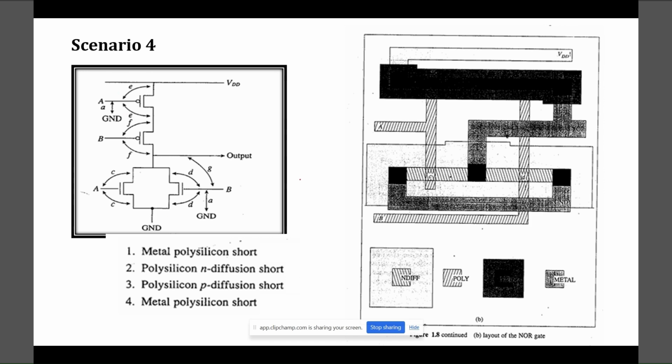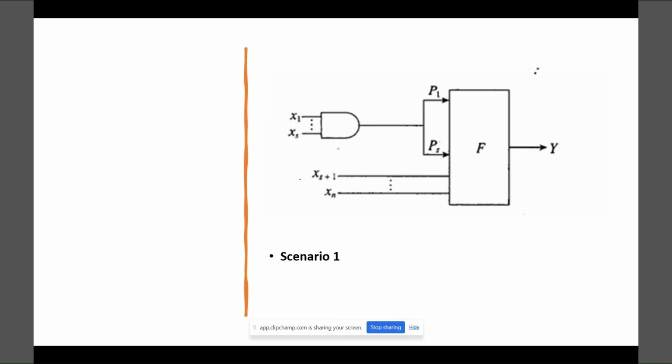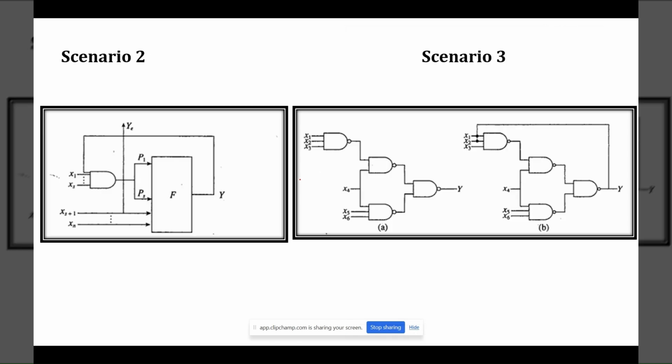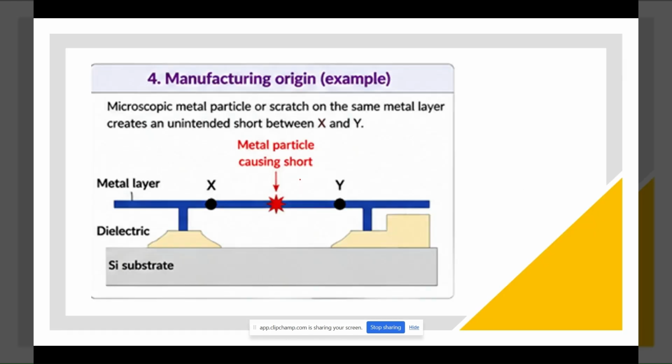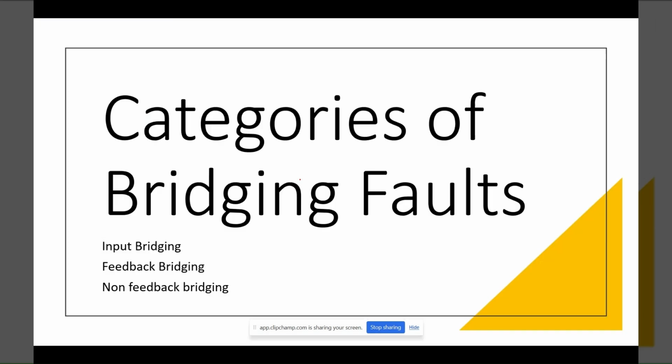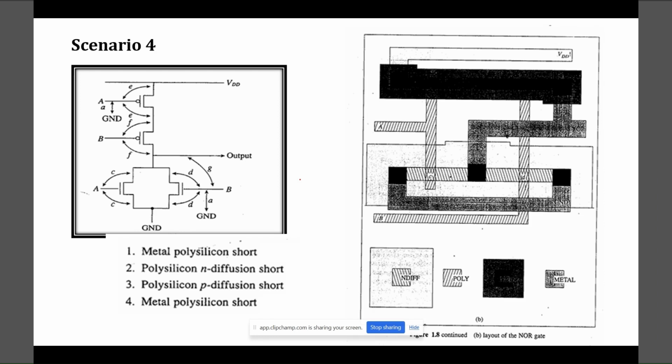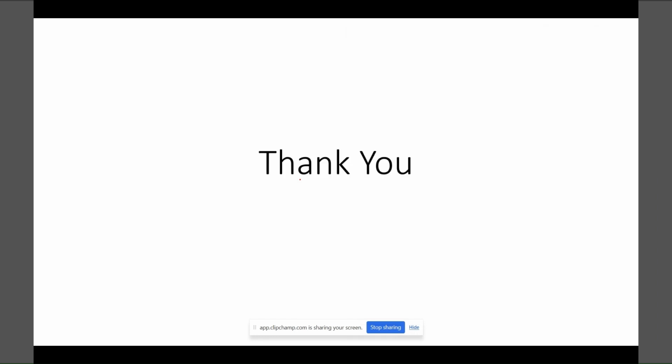These were some of the bridging faults which we generally have to know. They are input bridging, feedback bridging and non-feedback bridging. This is non-feedback, and this is feedback bridging. Input bridging we have seen in these cases. I hope you got a basic overview of the different types of bridging faults.